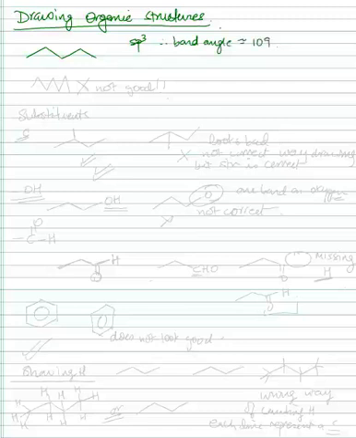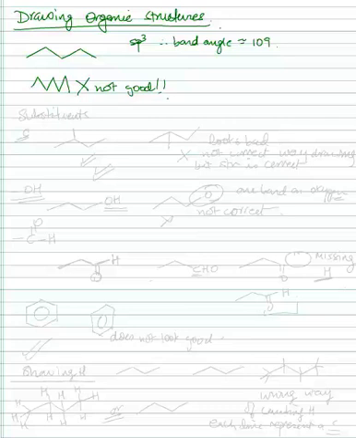Okay, and so when you draw a straight chain alkane, it has to be a nice zigzag. Try not to do this. Okay, that's not good at all. So try to keep it as nice and angular as possible.